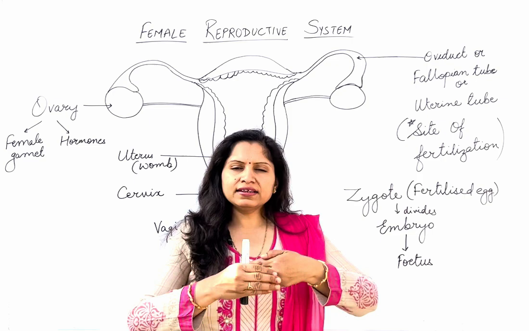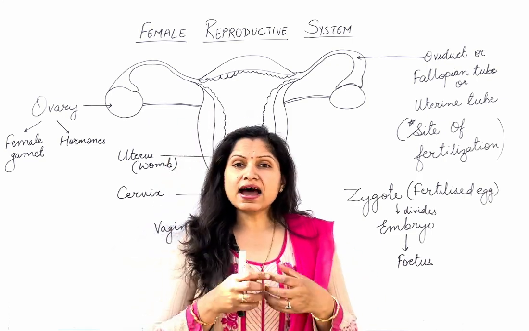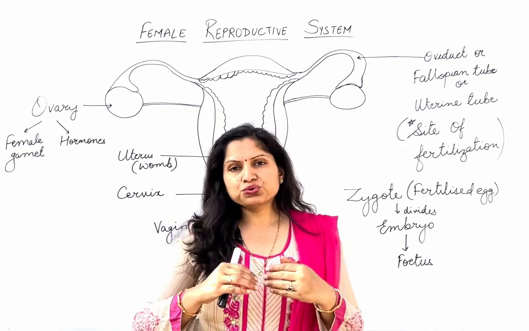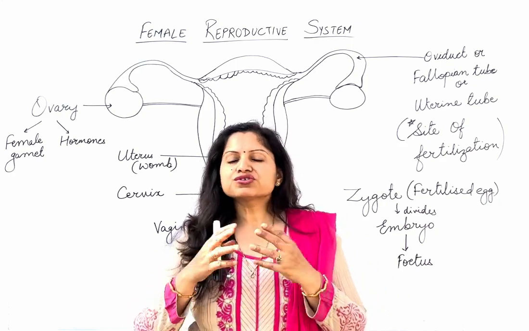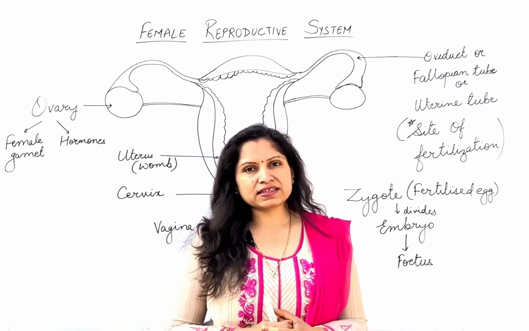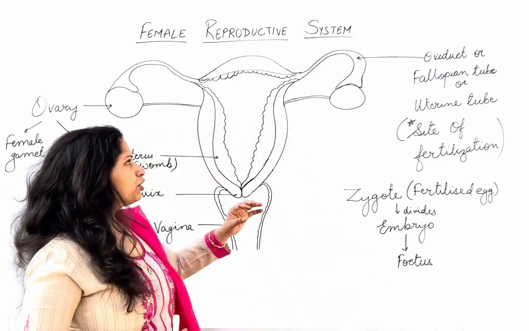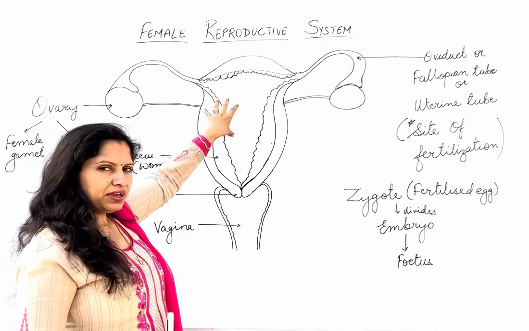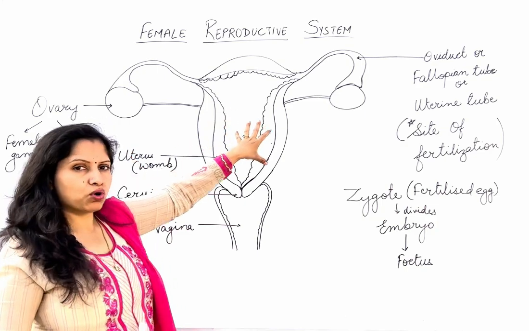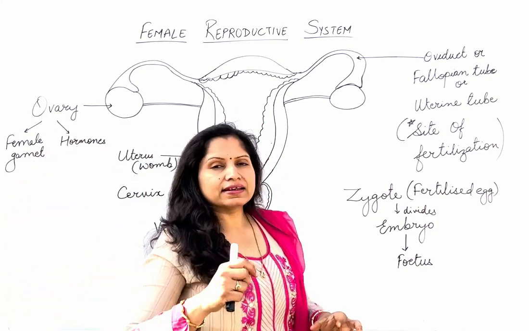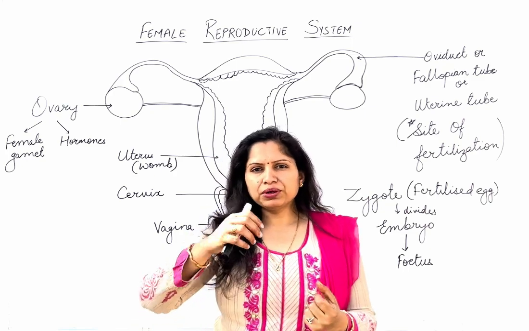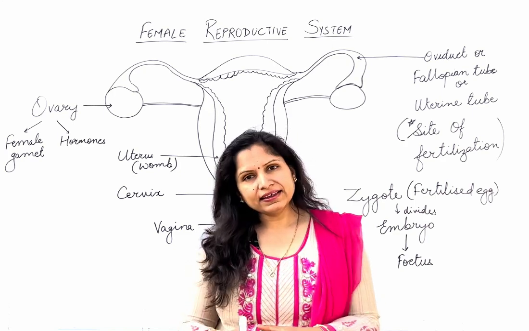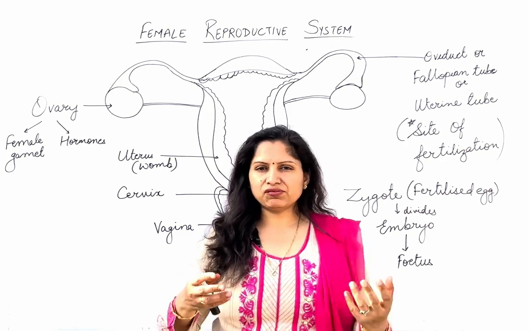This zygote then starts developing, that is, it starts dividing. The single cell divides into 2, and 2 into 4, 4 into 8. So it keeps on dividing and forms the embryo. This embryo then comes into the uterus. The embryo is implanted in the uterus walls, which means it gets attached to the uterine wall. And then this embryo is going to divide further and develop further.